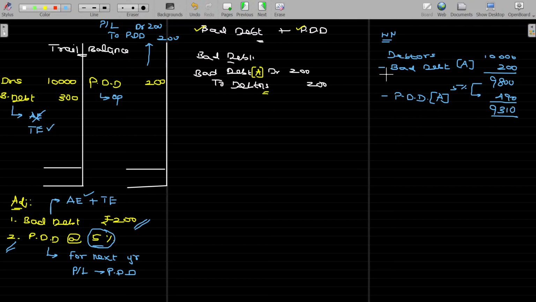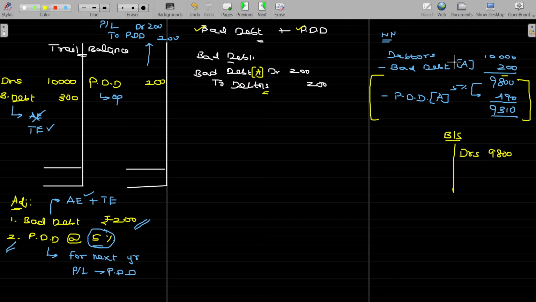This entire block will appear in the balance sheet, asset side. Right. Now, in the balance sheet, debtors. How much are the debtors here in the balance sheet? How much? 9,800. We have to start from here only.